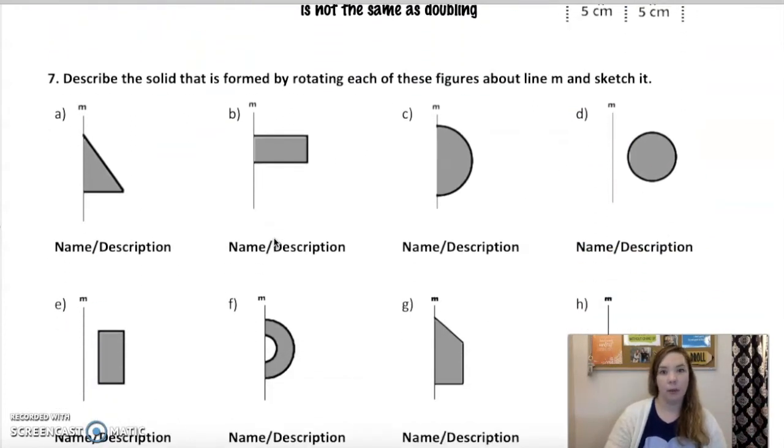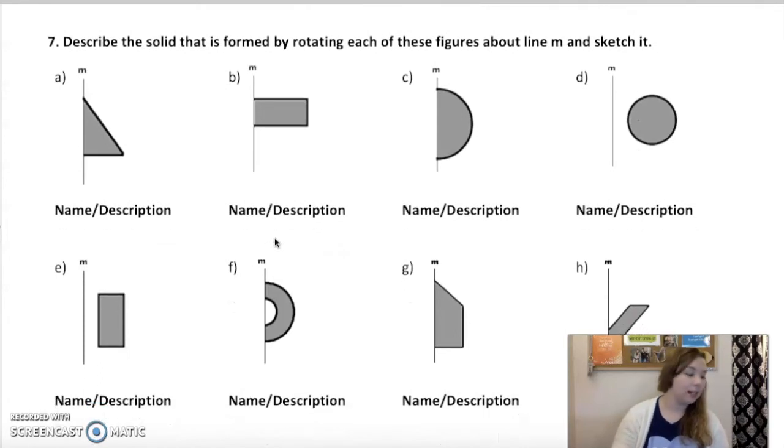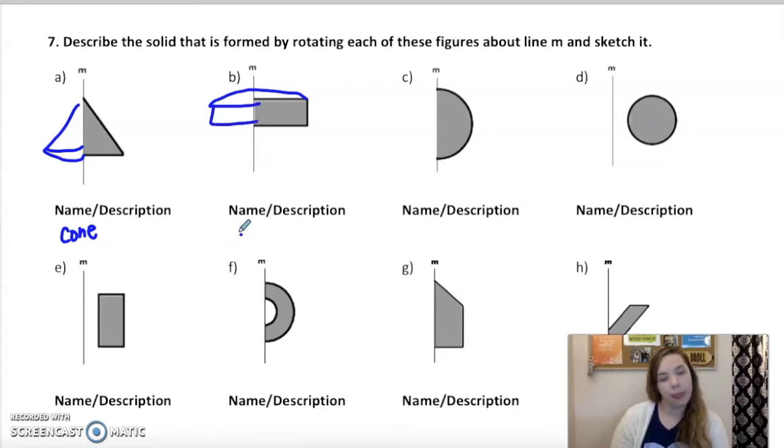Describe the solid that is formed by rotating each of these figures about the line M and sketch it. So if I took this triangle and I rotated it around the line they give us, I would end up with a cone. So try to curve this here a little bit. We would end up with a cone. If I take this rectangle and I rotate it around, I'm going to end up with a cylinder. If I take this circle and I rotate it around, I'm going to end up with a sphere.